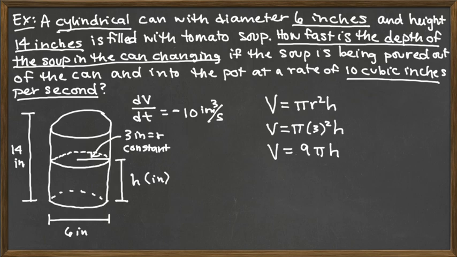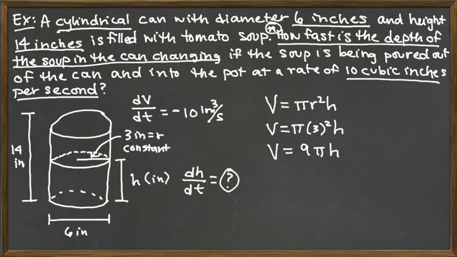So then back to what is it that we're trying to find. Back to our question up here. Here's our question: how fast is the depth of the soup in the can changing? So that depth is the H. And so we're looking at how fast is it changing. So we're really looking at a rate of change of H over time. That's what we don't know.